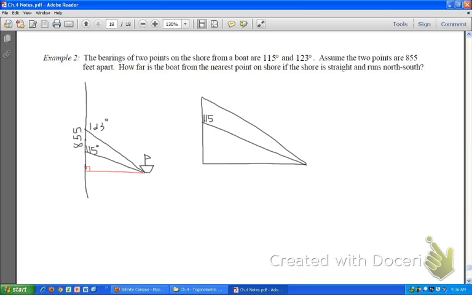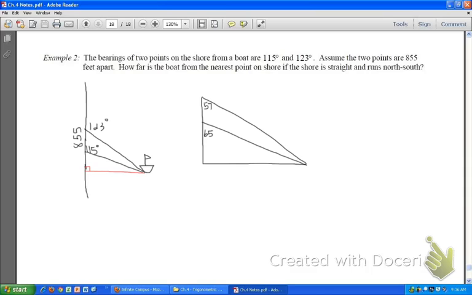So if we're looking at the original picture, if this angle up above is 123, what is this guy? 57. So I'm actually going to take off the 115 because I'm going to want to get the other part. So this is 57. And what's this guy?